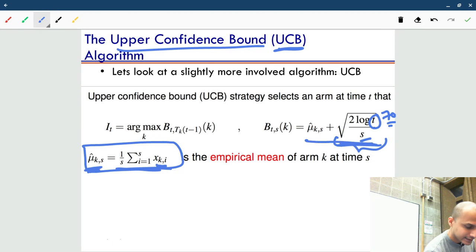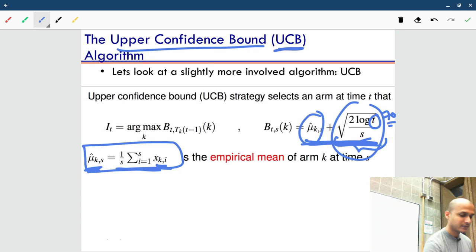Okay, that's all. Now, this sum of the estimate mu hat for the kth arm plus that bonus term is called the upper confidence bound. Think of it like this: I have an estimate of a mean and I put a confidence interval around it. If I want the upper end of this confidence interval, it's like the mean plus some delta, right?